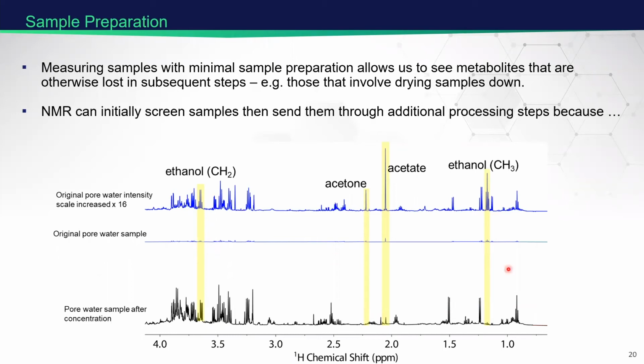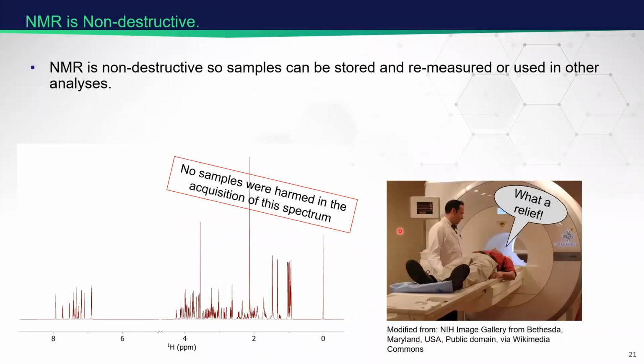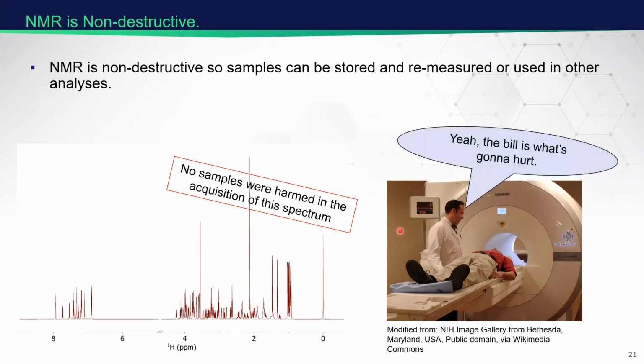And in this particular case, whenever you do stuff that dries down, you're going to alter the concentrations of low molecular weight alcohols or acetate. And if their concentrations aren't altered significantly, they can end up being undetectable, especially for acetone and ethanol. And so we're able to screen samples and send them through additional processing steps because NMR is non-destructive. And so we can send it down other pipelines or do the screening. Like I said, if you've ever had an MRI, then you were the sample in an NMR experiment. And so the technique itself didn't hurt, but the bill might have.